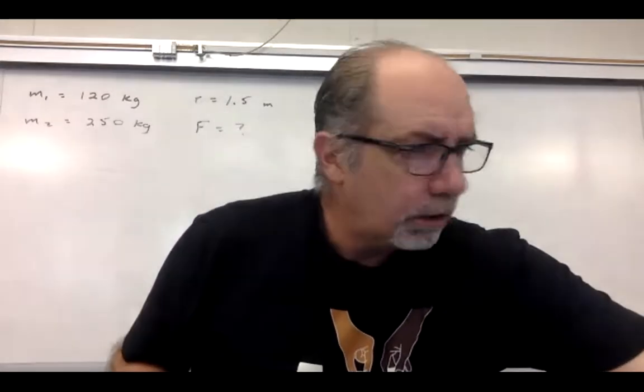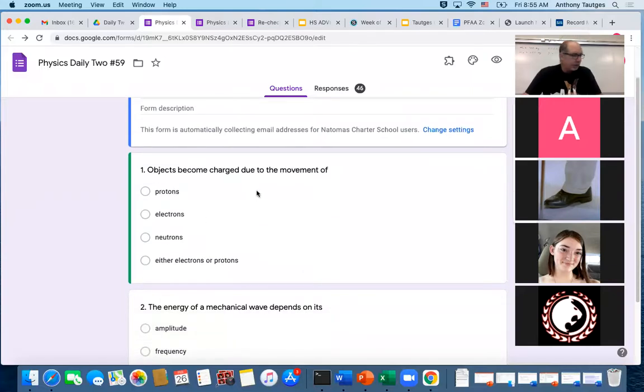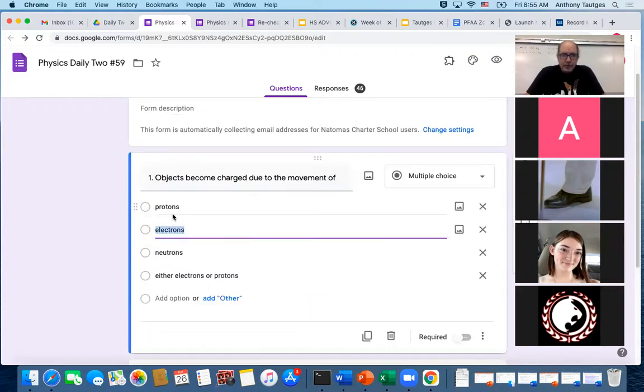All right. So let's go over the daily 2. So I'm going to share the screen. And the first one looks like this. The objects become charged due to the movement of, and the correct response is electrons. Okay, protons cannot move because they are locked in the nucleus. I'm going to say that again and again and again.